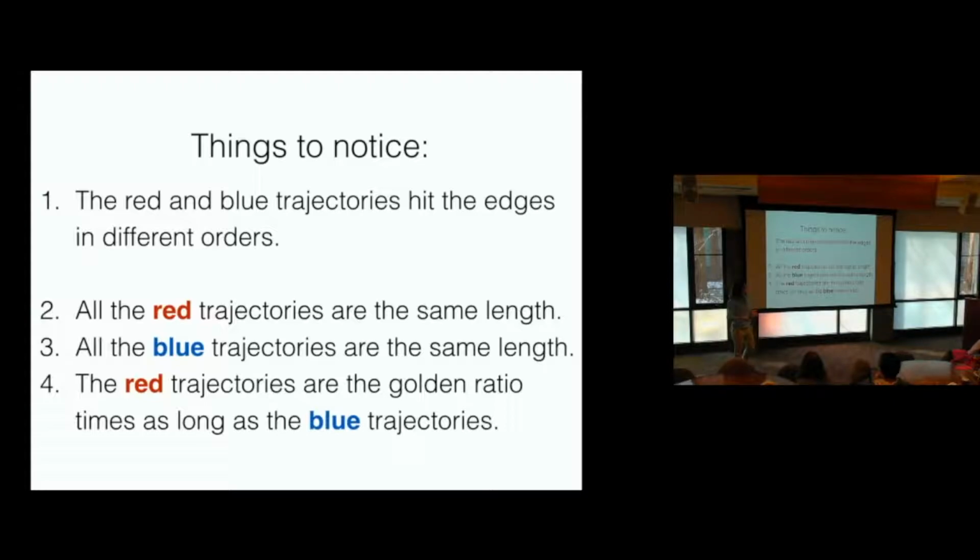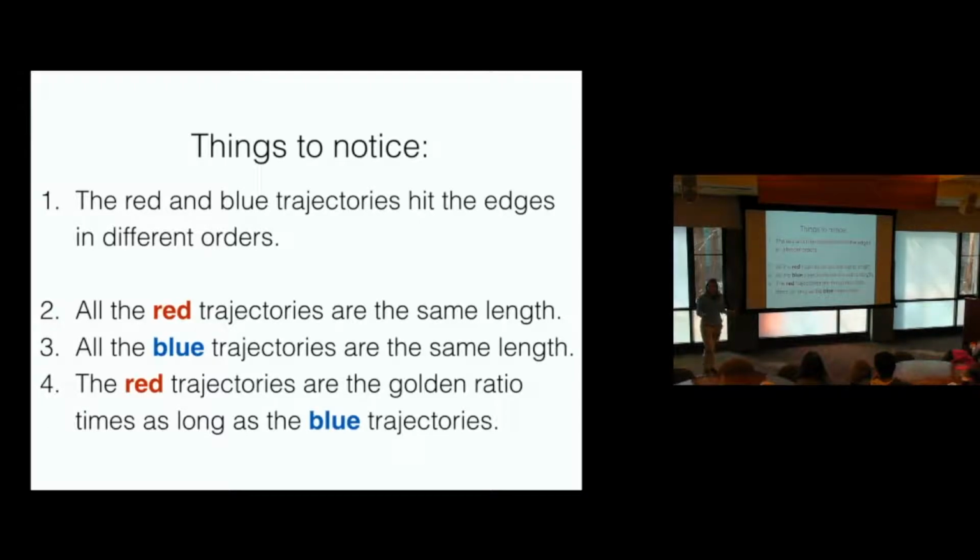On the other hand, here's some things that are the same. All the red trajectories are the same length as each other. All the blue trajectories are the same length as each other. And it turns out that the red trajectories are longer. They're the golden ratio times the length of the blue trajectories. And I'll talk about what that is. So that's where we're going.